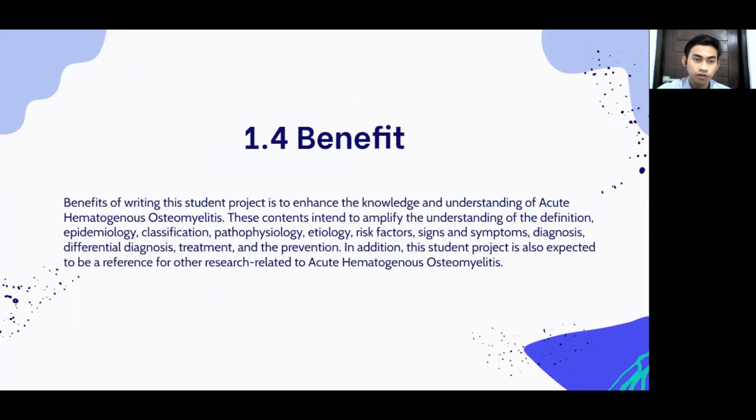The benefit of writing this student project is to enhance the knowledge and understanding of acute hematogenous osteomyelitis. This content intends to amplify the understanding of the definition, epidemiology, classification, pathophysiology, etiology, risk factors, sign and symptom, diagnosis, differential diagnosis, treatment, and the prevention. In addition, the student project is also expected to be a reference for other research related to acute hematogenous osteomyelitis.